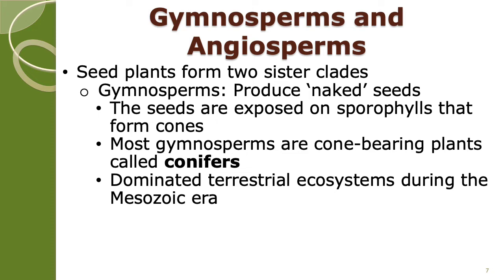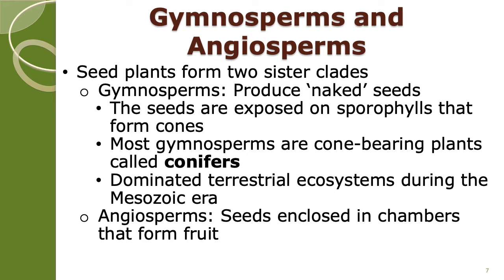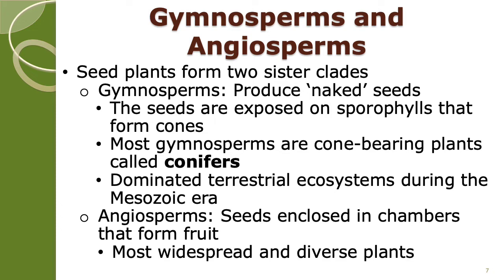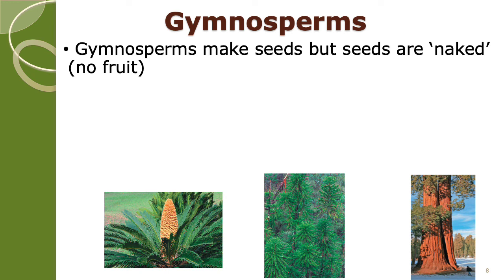Gymnosperms dominated the terrestrial ecosystems during the Mesozoic era. However, today, when we look at the plants that dominate our ecosystems, they are the angiosperms. Angiosperms are plants that form seeds which are enclosed in these chambers that form the fruit. As I told you, they're the most widespread and diverse plants, and they have evolved to form these structures called flowers. So let us first look at gymnosperms and how reproduction occurs in gymnosperms.